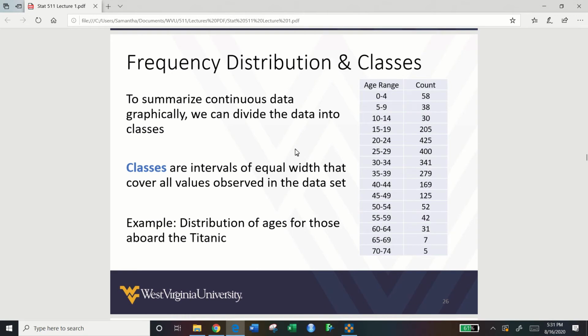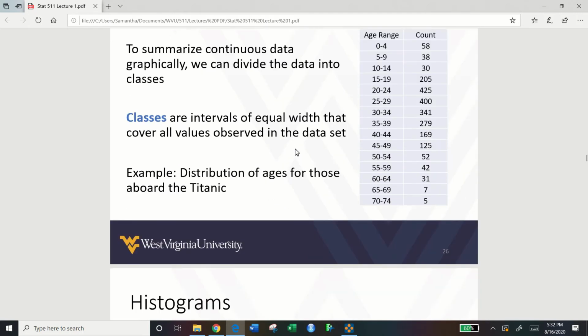So talking about frequency distribution and classes. To summarize continuous data graphically, we tend to divide the data into classes. And classes are intervals of equal width that cover all values observed in the data set. So for example, we could be classifying people by age. We could put people from birth to the age of 4 in one category, and then so on. The example on the right is the distribution of ages for those who were aboard the Titanic.